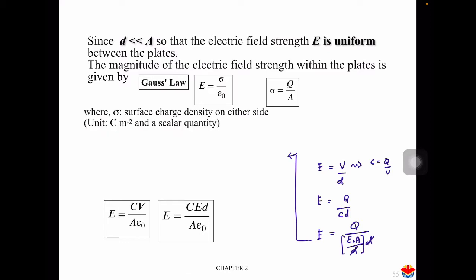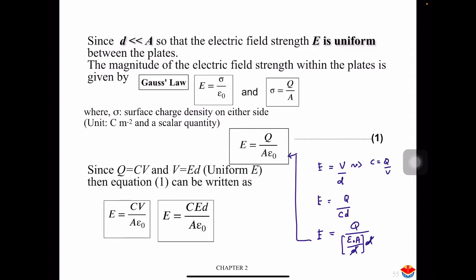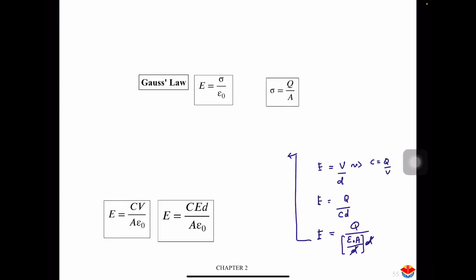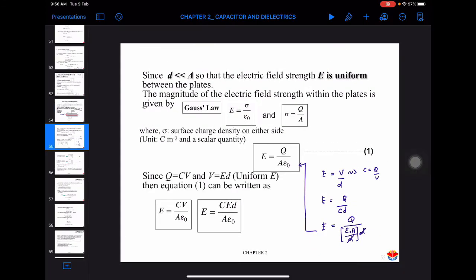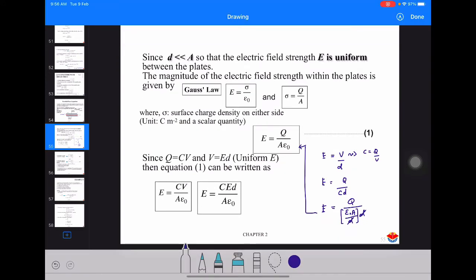The magnitude of the electric field strength within the plates is given by Gauss's law. I think I might have to show it like this, it's much easier. So the E here is sigma over epsilon naught, where sigma equals Q over A, the surface charge density, which on either side is a scalar quantity. So basically this is just the derivation.